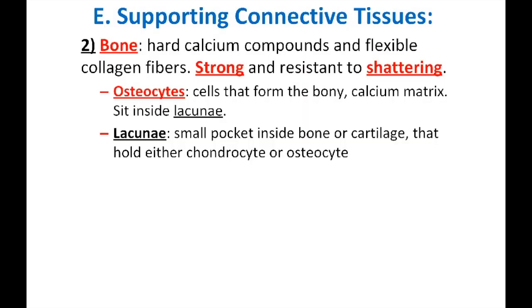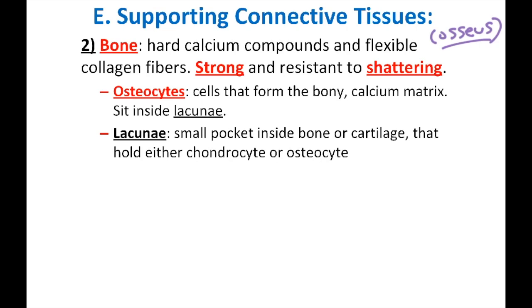So bone connective tissue, also known as osseous, is a connective tissue, but in this case, its matrix has hard calcium compounds that create this rigid, tough structure. But it still has a little bit of flexibility in it due to the collagen fibers. That's why our bones don't crack when we jump up and down.